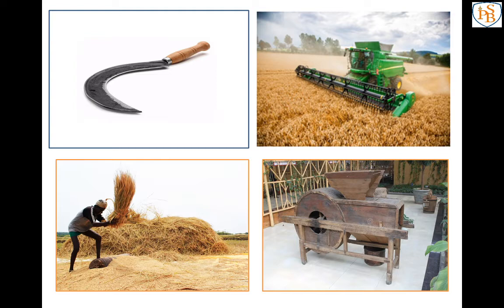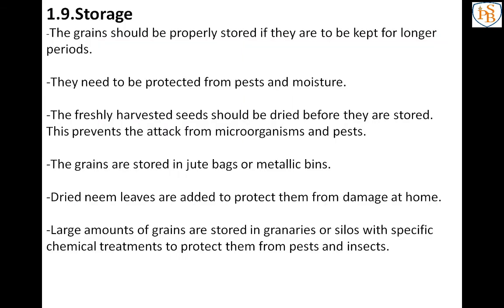So just remember about harvesting. In harvesting what are we doing? With a sickle we can cut the crops, and by a harvester also we can cut. Then threshing, for which we can also use a machine, and the last one in harvesting is the winnowing process. So that is all about harvesting.